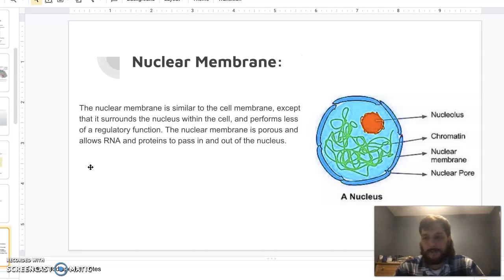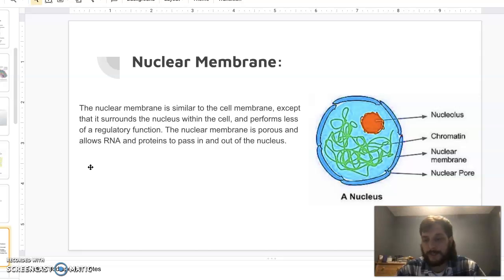So the next organelle that we're going to learn about is the nuclear membrane. The nuclear membrane is similar to the cell membrane, except that it surrounds the nucleus within the cell. So the cellular membrane surrounds the cell as a whole, while the nuclear membrane surrounds the nucleus. The nuclear membrane is porous and allows RNA and proteins to pass in and out of the nucleus.